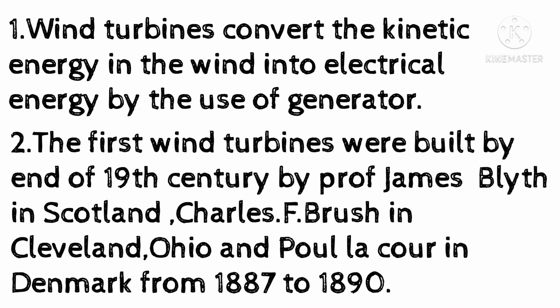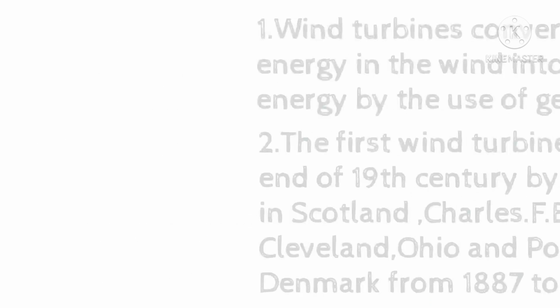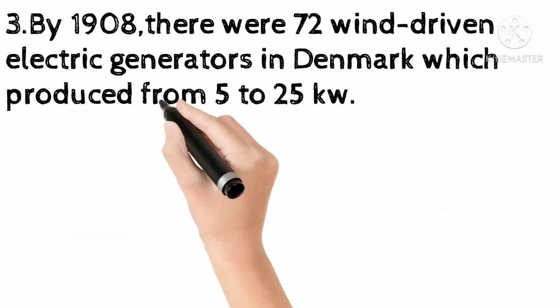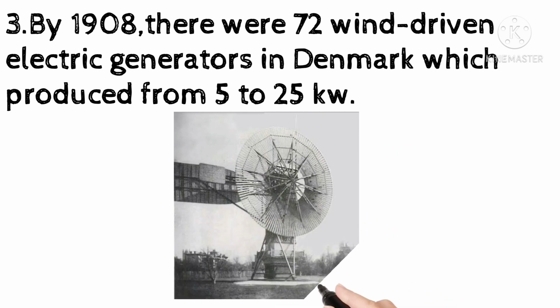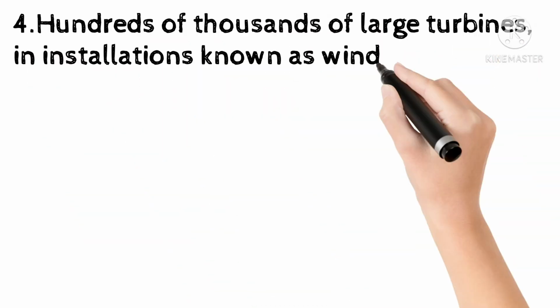The first wind turbines were built at the end of the 19th century by Professor James Blyth in Scotland, Charles F. Brush in Ohio, and Poul la Cour in Denmark, from 1887 to 1890. By 1908, there were 72 wind-driven electricity generators in Denmark, which produced from 5 to 25 kilowatts.